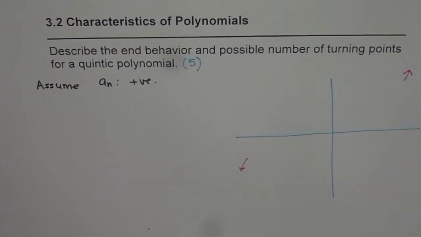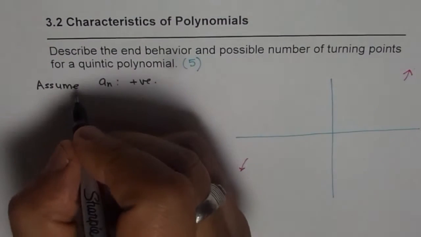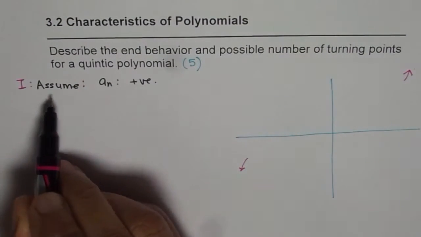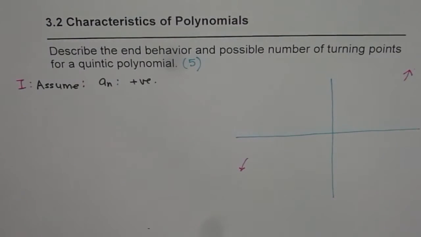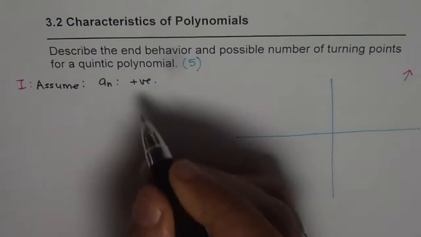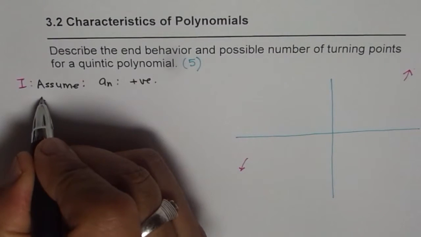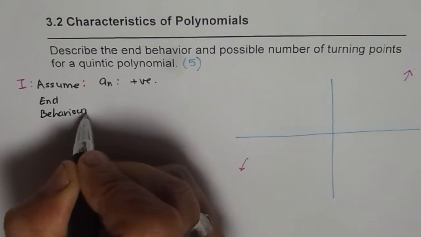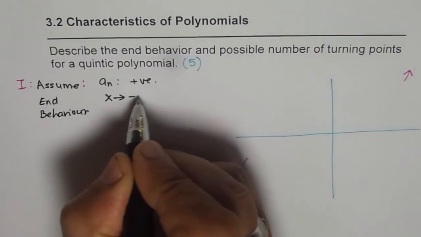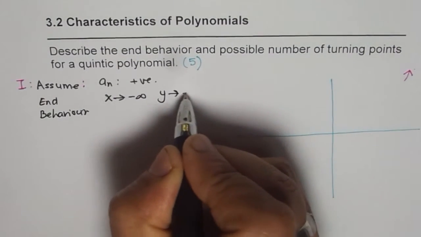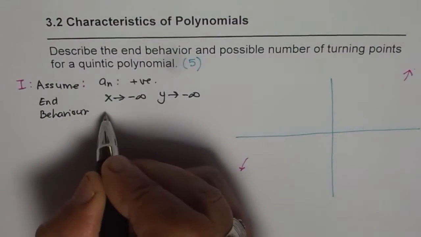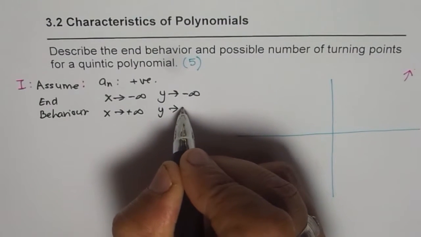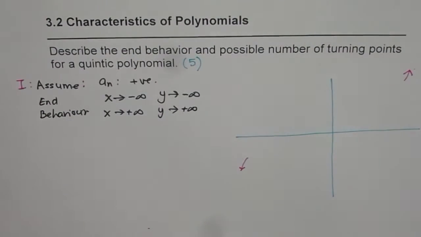So when we say case 1, I should have written here case 1, where leading coefficient is positive. If leading coefficient is positive, in that case end behavior is what? End behavior is when x approaches negative infinity, y approaches negative infinity, you can see there, and when x approaches positive infinity, y approaches positive infinity. So that is the first case.